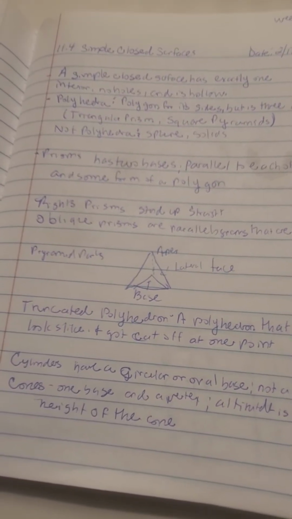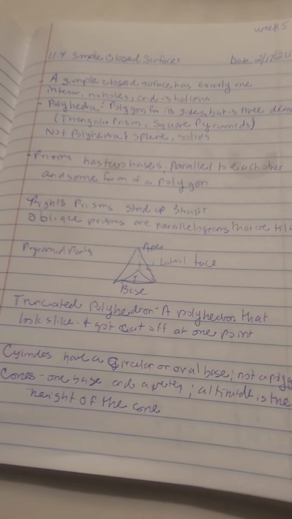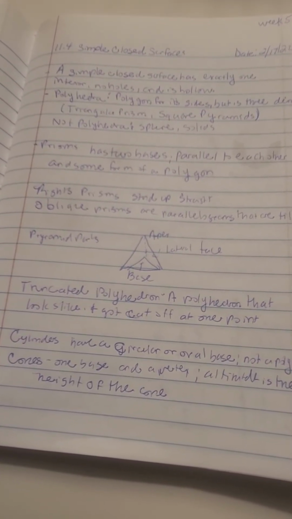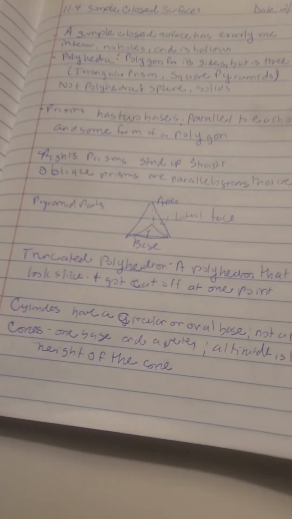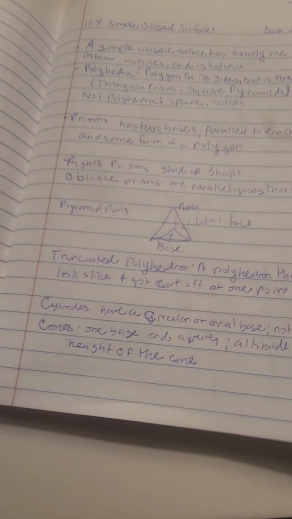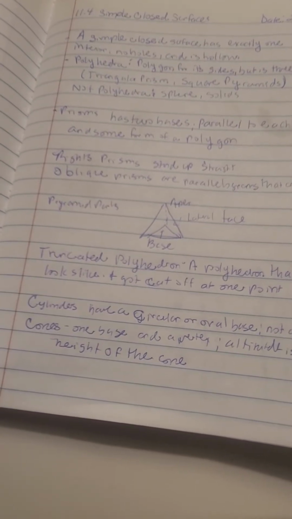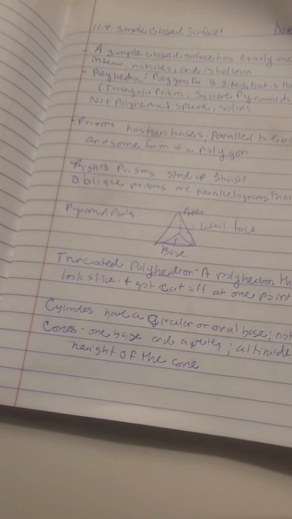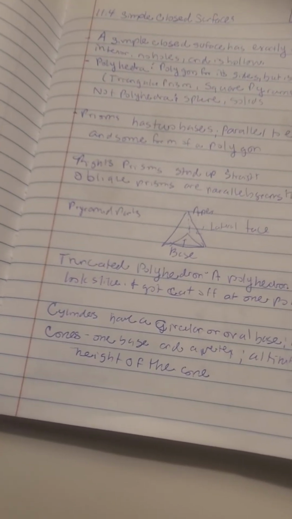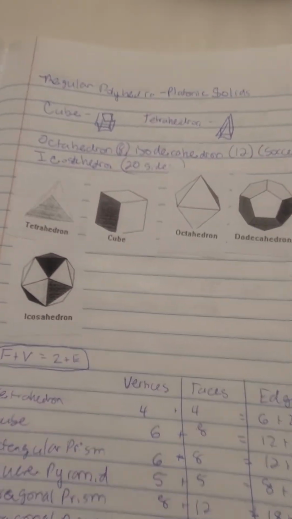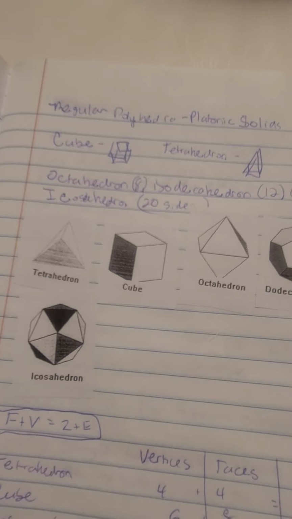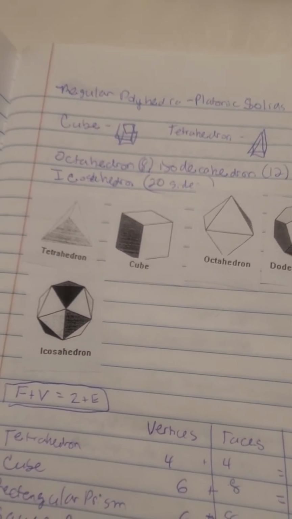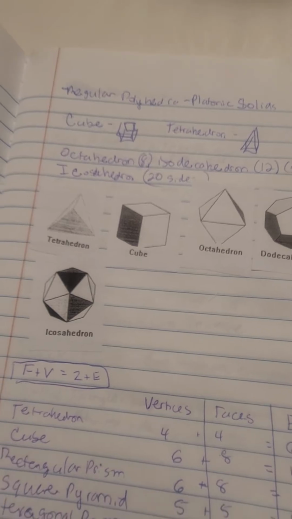We learned about prisms, right prisms, pyramid parts. We learned what a truncated polyhedron was, as well as cylinders and cones. Cylinders are circular, and cones, they have one base. And we did some work in the notebook to learn the different types: tetrahedrons, cubes, octahedrons, dodecahedrons, icosahedron. I think I said that right.